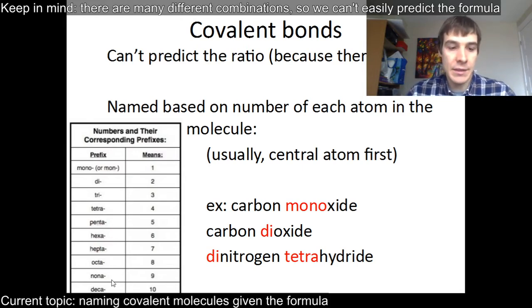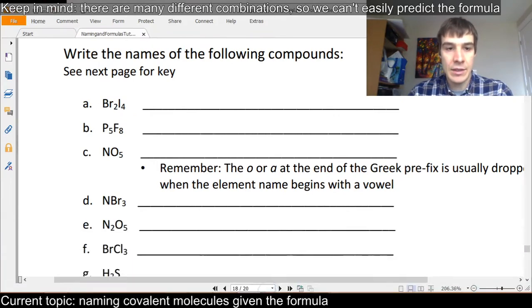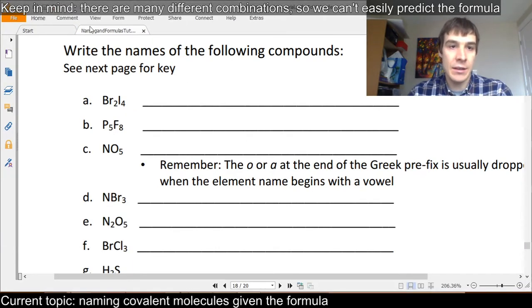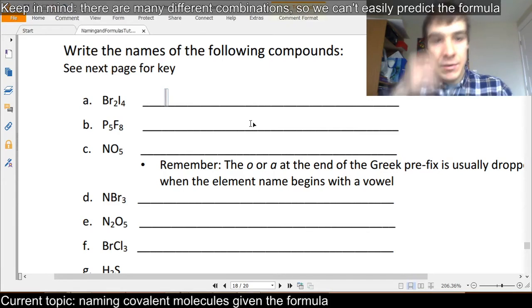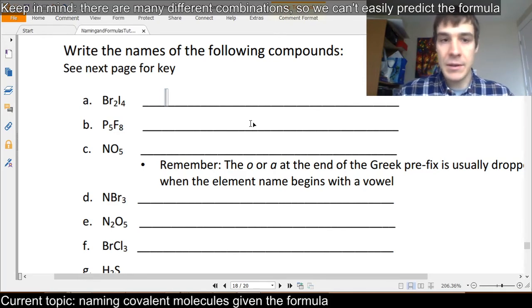You have to remember these 10 prefixes. So what we're going to do is basically just try some. Here's a few that we can try, and I'm just going to use the comment feature here to type in the names. So Br2I4, right? We just need to look at our periodic table, figure out what Br is and what I is, and then we have to remember our prefixes. So Br2, that's bromine, and there's two of them. That's what the 2 means. So this is dibromine.